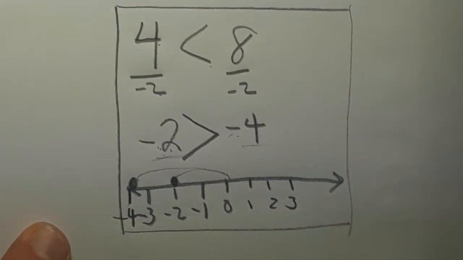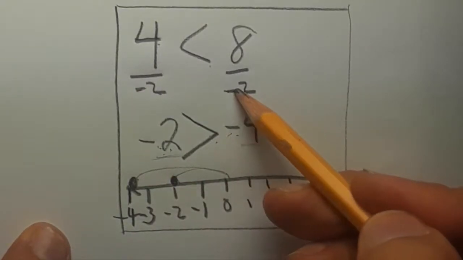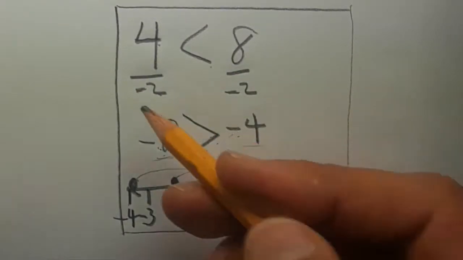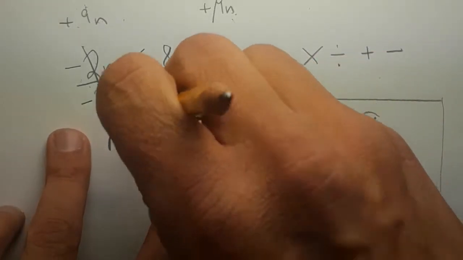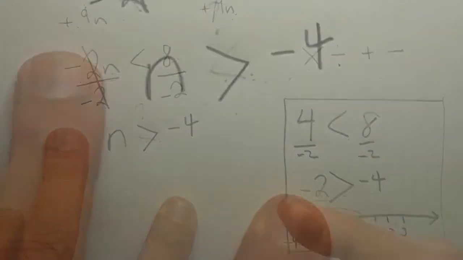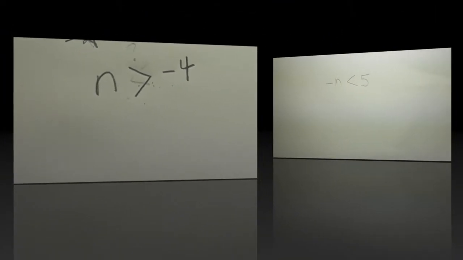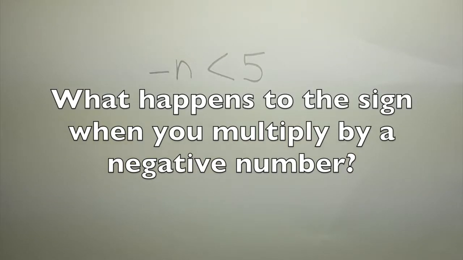And then you say, oh, that's the rule. The rule is that when I divide by a negative number, I've got to flip the sign. So this is going to be n is greater than -4. There we go. So now we know that n is greater than -4. Hopefully now you understand why you need to flip the sign when you divide by a negative number in an inequality problem. But what about multiplication?